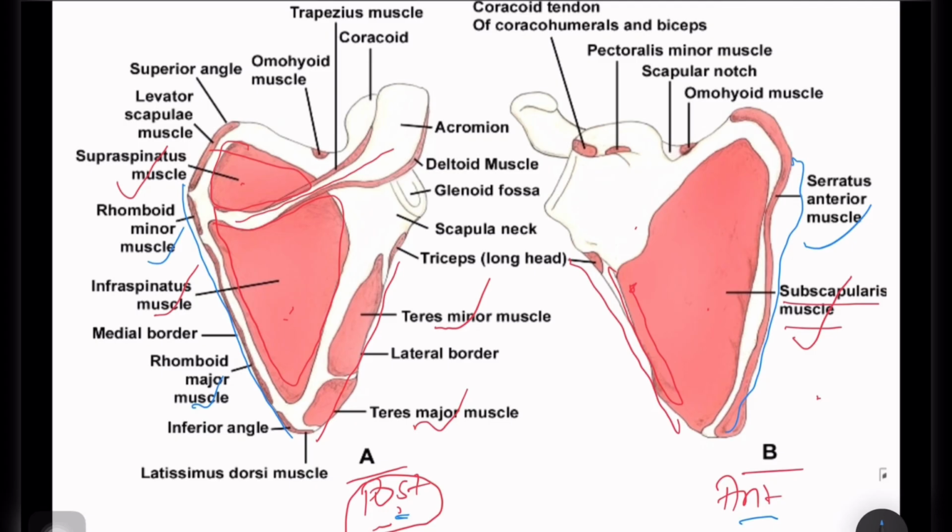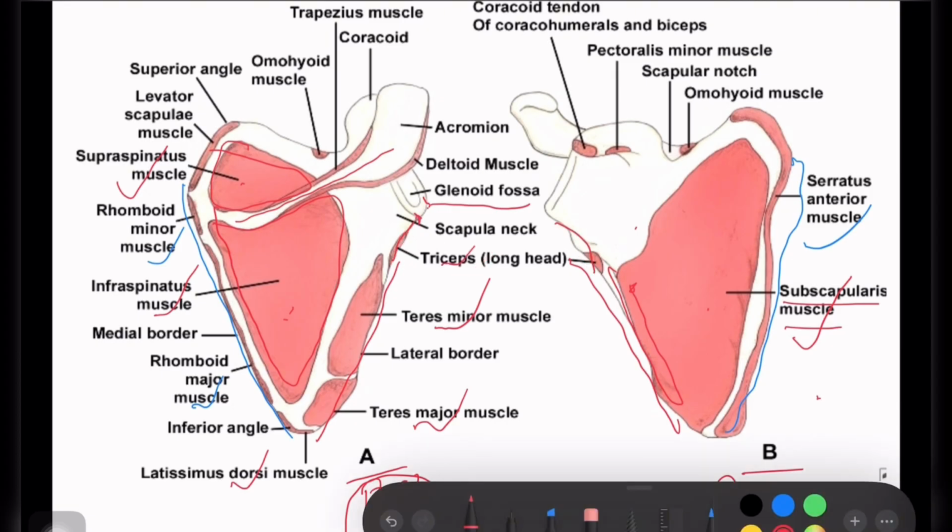Now for the angles, the superior angle is covered by trapezius muscle. And the inferior angle gives origin to latissimus dorsi muscle. The lateral angle bears the glenoid cavity or fossa which articulates with the head of the humerus to form the shoulder joint. Supraglenoid tubercle gives origin to the long head of biceps, and infraglenoid tubercle gives origin to the long head of triceps.